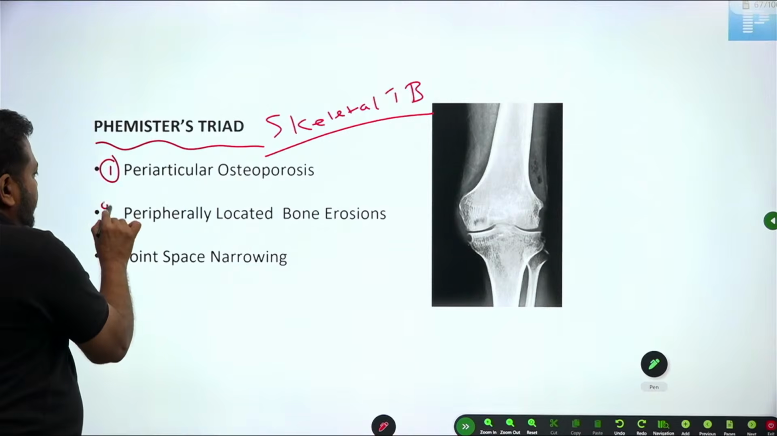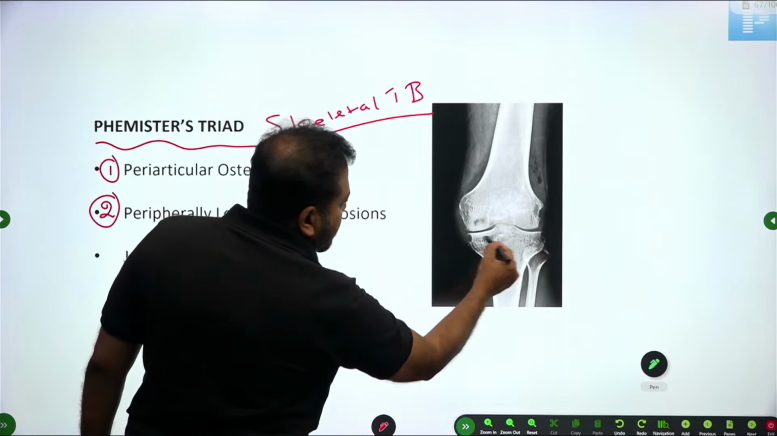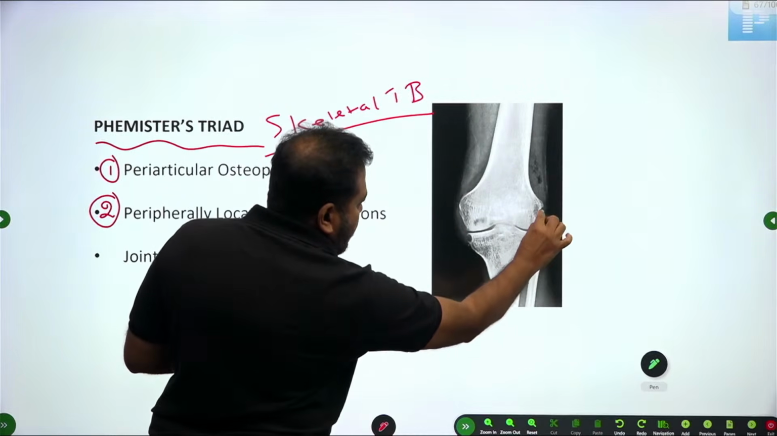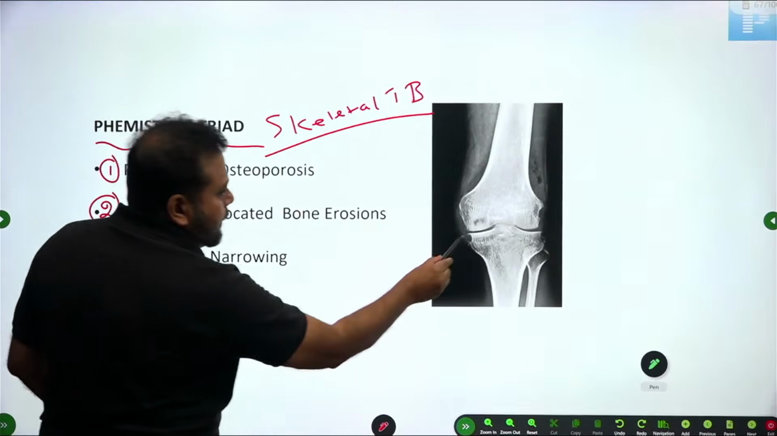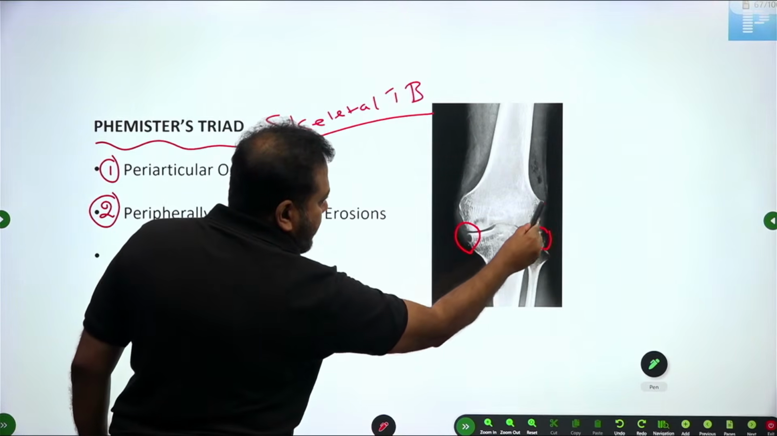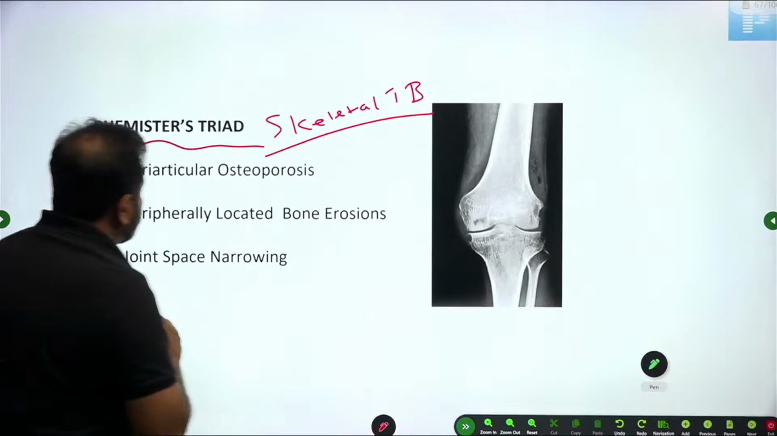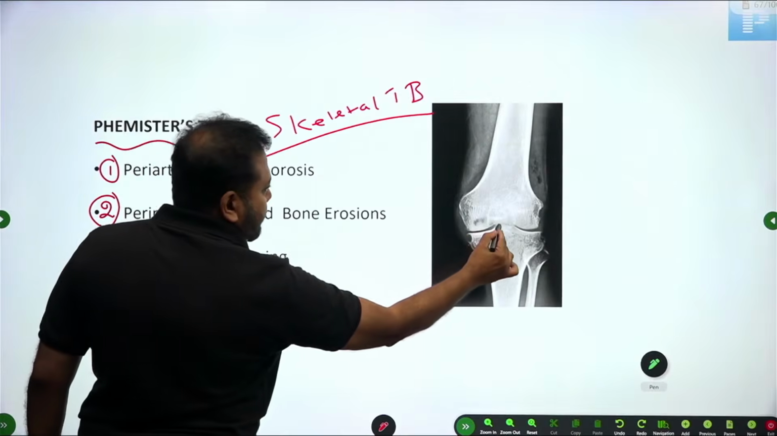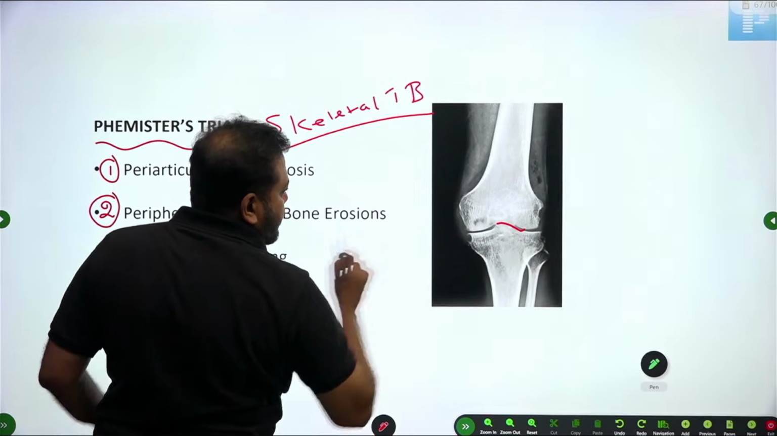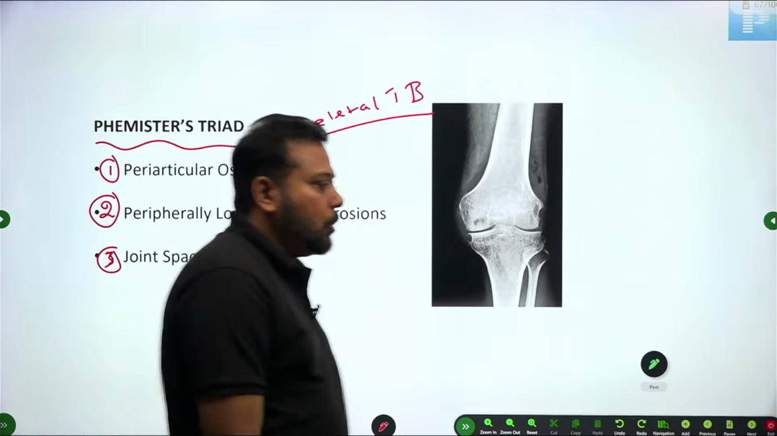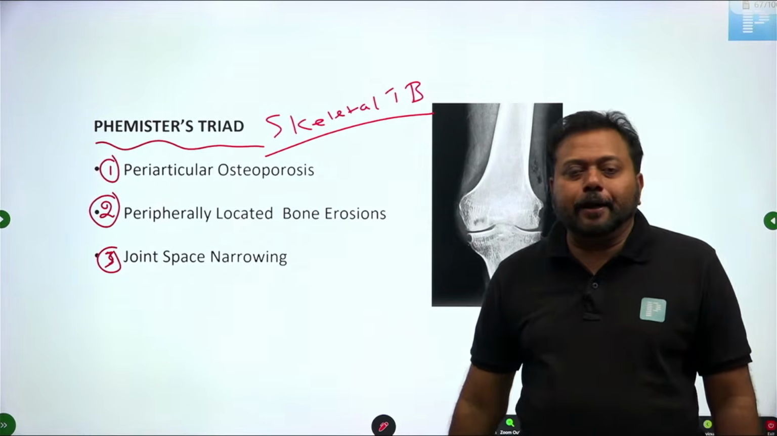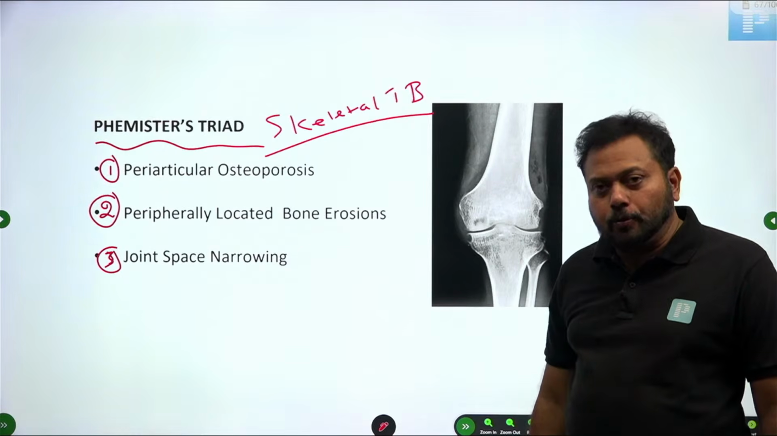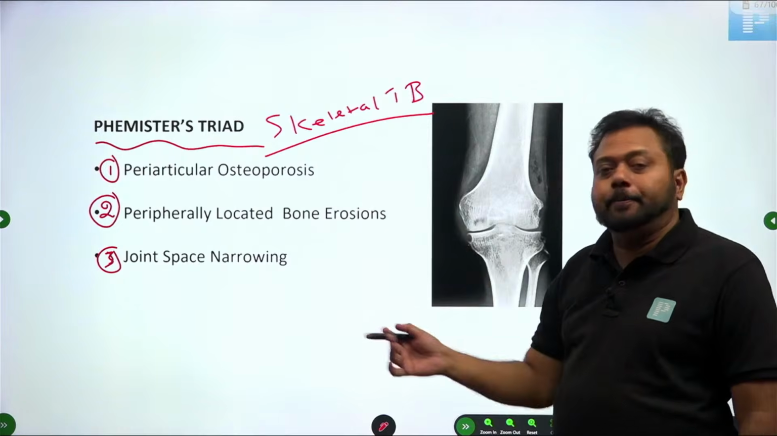Number two, peripherally located bony erosion. You see here, it looks as if something has bitten and eaten away. You concentrate on this side. So this is called peripherally located bony erosion. Number three, joint space narrowing. Look here, the joint space is very much narrowed. So this triad is called Phemister's triad. Whenever a question asks which is seen in skeletal tuberculosis, all are components of Phemister's triad except, they may ask a question.